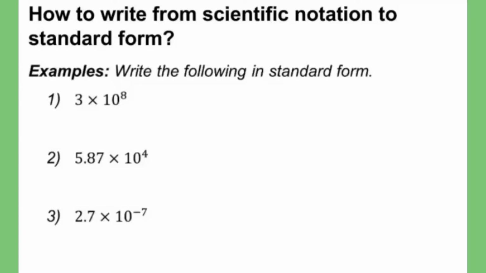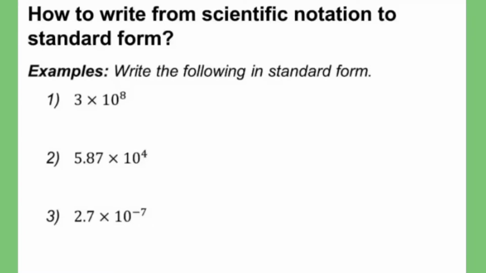To transform this one in standard form, unang gagawin natin, kopyahin lang natin ang first factor, which is 3. At alam natin na ang decimal point ay makikita sa may right side. Then, we move this decimal point to the right ng 8 beses. We have 1, 2, 3, 4, 5, 6, 7, 8. Ibig sabihin, andito na ang ating decimal point. At lalagyan lang natin ng zeros ang mga missing place values.